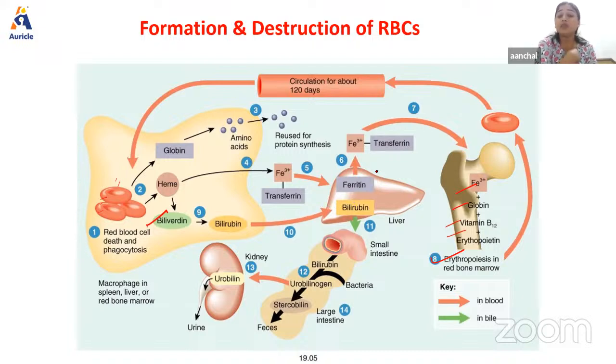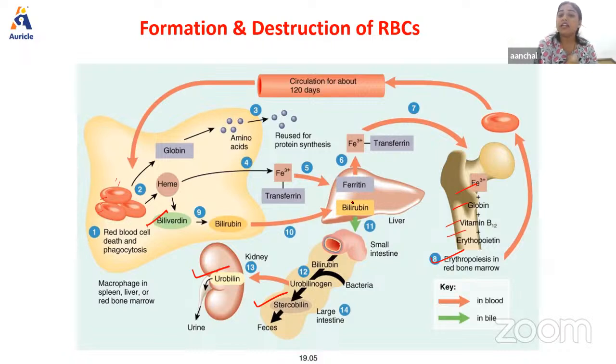and gets transferred into the liver for conjugation. From conjugation, whenever food comes into the intestine, it will enter the small intestine for fat emulsification, and from here there will be formation of stercobilinogen and urobilinogen in the kidney. And this stercobilinogen is going to be excreted in feces, and urobilinogen is going to be excreted in urine. Right, now this iron is also there.